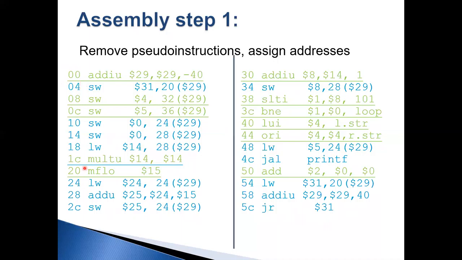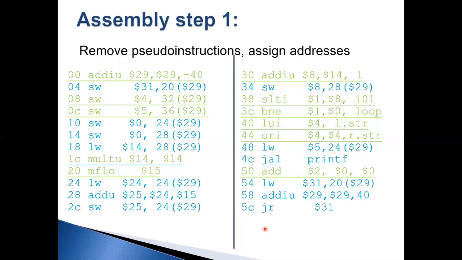And you can see that for store double, you're actually storing two consecutive memory words from two registers, so they go in a pair now. For the multiply, you need to use two lines: multiply, and then move from low. And branch less than, you need to break it up. And then load address and so forth.